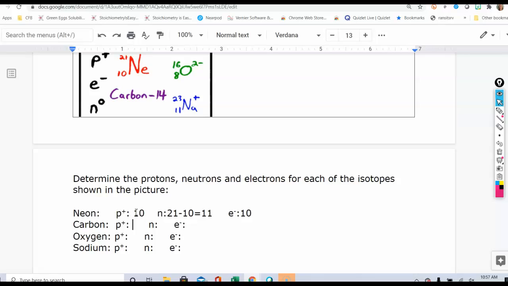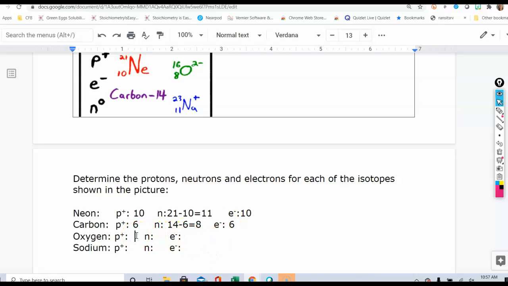Carbon, looking that one up on the periodic table because I don't have the same notation, tells me that I have 6 protons. And my neutrons are going to be 14 minus 6 equals 8, and my electrons, because there's no charge, are going to be the same as my protons.